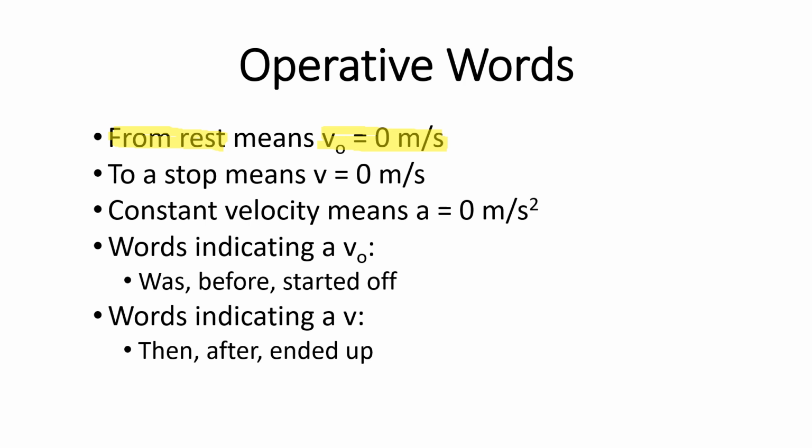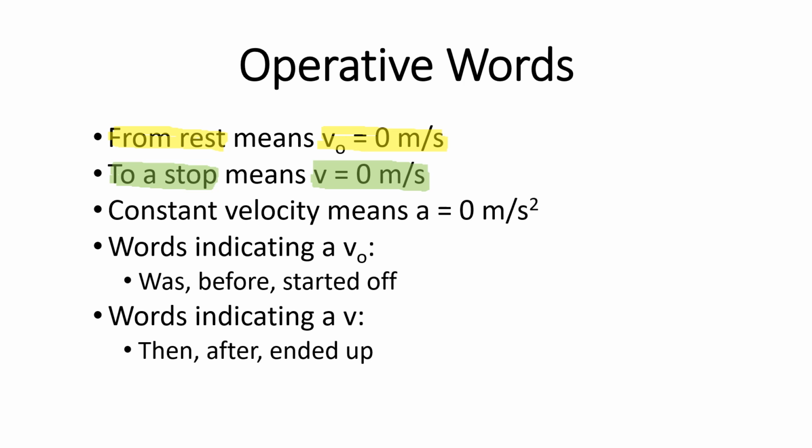If you see "to a stop" or "comes to a stop" or "ends up stopped," now I want you to be able to think. I don't want you to just be locked into, oh, I don't see the words "to a stop," so there's no way that the final velocity could be 0. If it says an object ends up stopped, I don't want you to get so locked into this concrete way of thinking. This is just a way that sometimes you can read words to find these values.